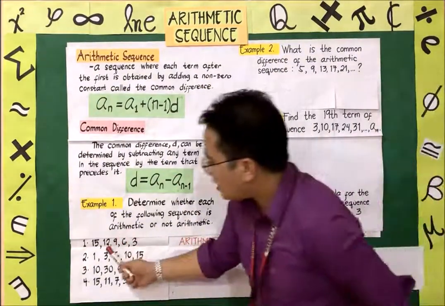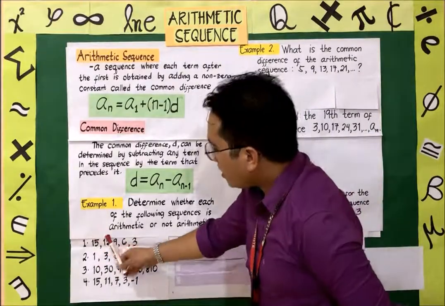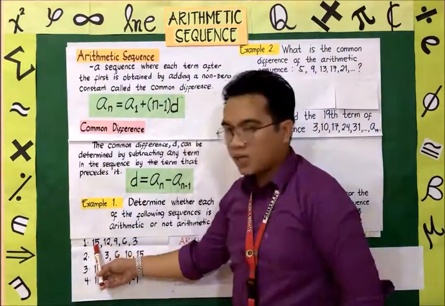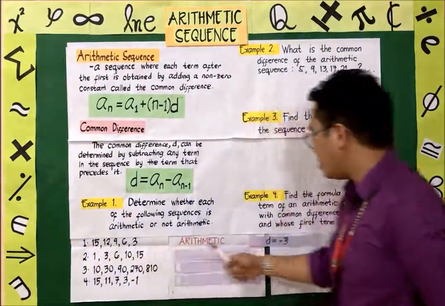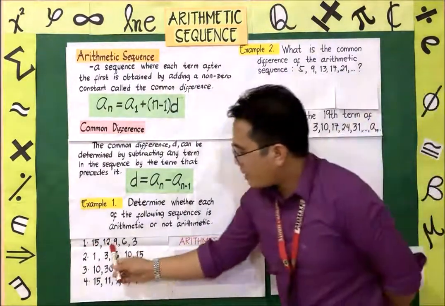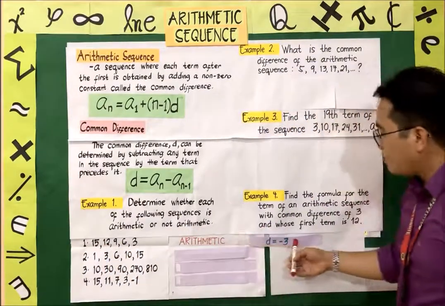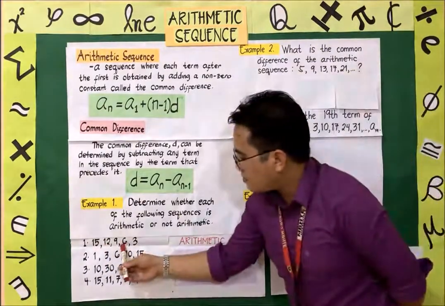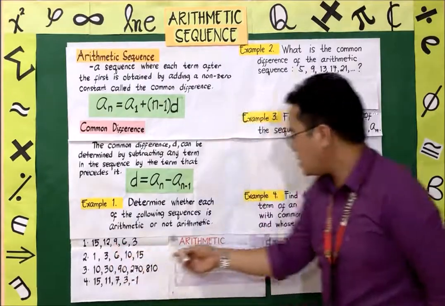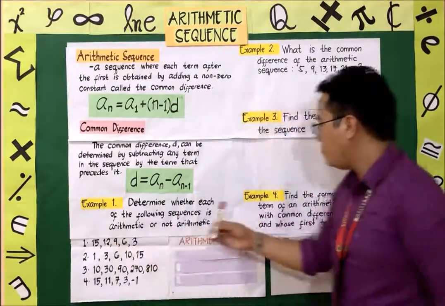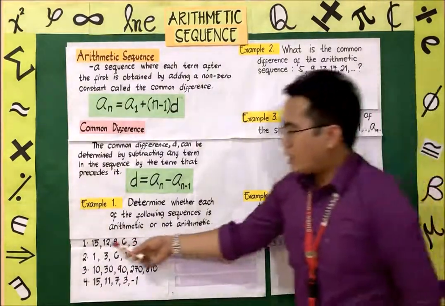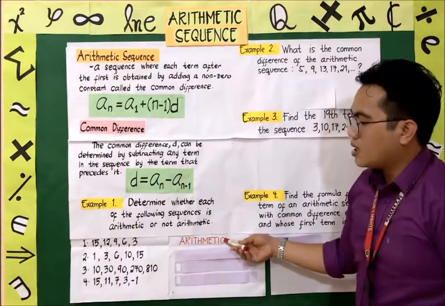So, mapapansin natin that the preceding number of 15 is 12. 12 minus 15 is equal to negative 3. And 9 minus 12 is also equal to negative 3. 6 minus 9 is negative 3. And also, 3 minus 6 is equal to negative 3. So, ito ay isang arithmetic sequence.